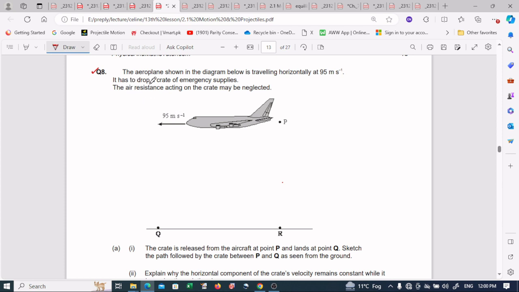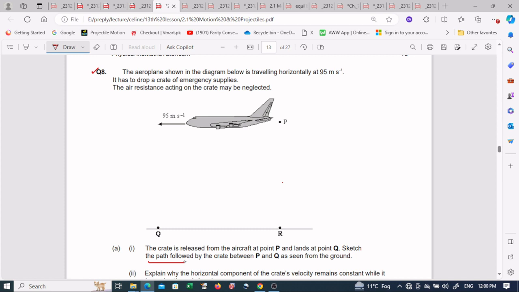It has to drop a crate of emergency supplies. The air resistance acting on it may be negligible. The crate is released from the point P. Here the crate is released and lands at the point Q. Sketch the path followed by the crate between P and Q. So we have to find the path followed, we have to draw the path followed by the crate.